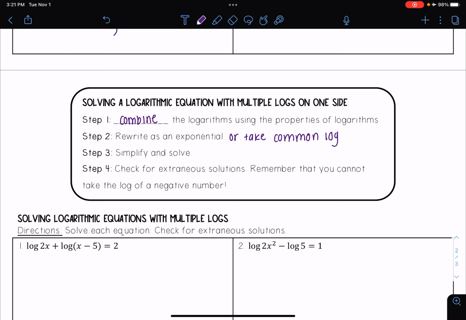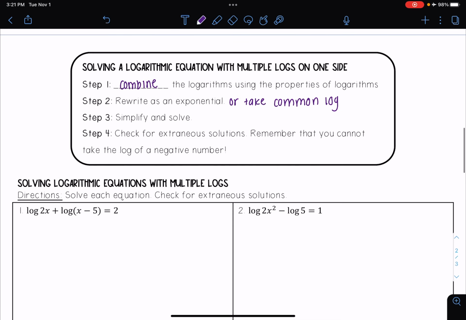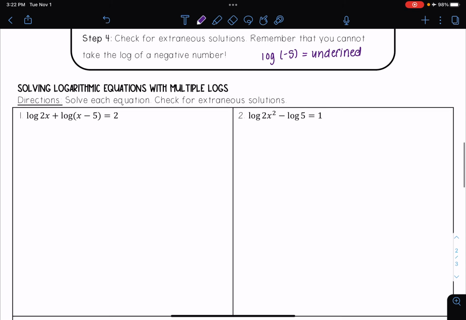Because with logs, we need to remember that we cannot take the log of a negative number. So if you end up with a negative answer, let's say you got -5, this is undefined. So that would mean that x equals -5 is not a solution. It's actually going to be an extraneous solution. So we're going to make sure we check our work and see whether these solutions are legitimate or not.